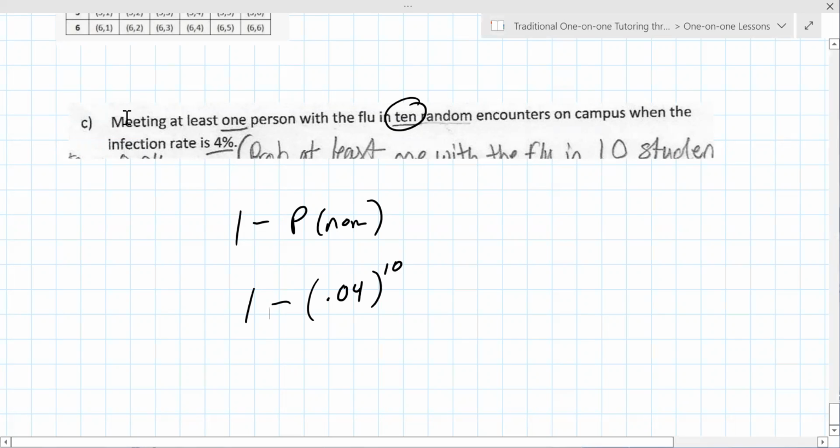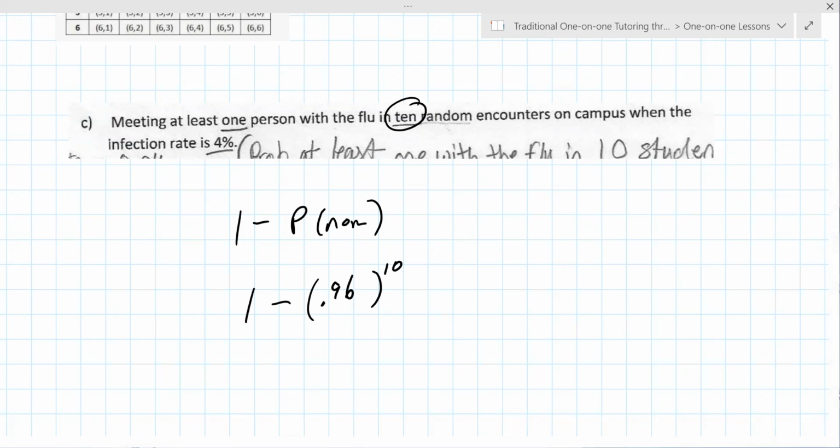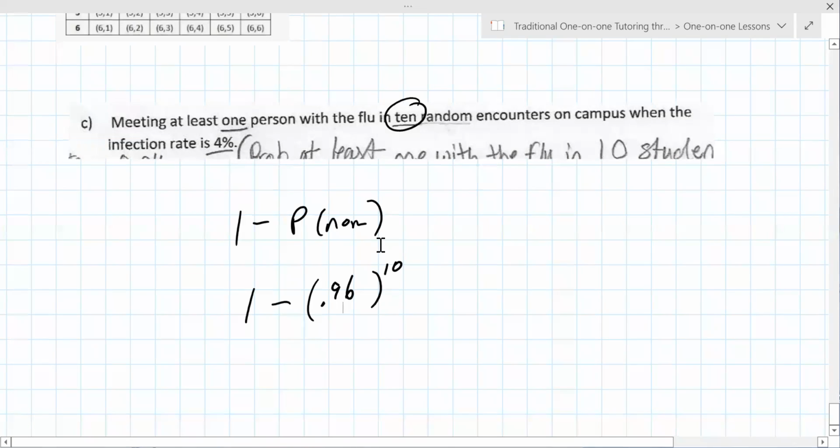Oh, I'm sorry. Probably meaning at least one person with the flu, no flu. So this is not 0.04, it's 0.96, because they do not have the flu. If you'd done 0.04, you would have gotten such a small number, it wouldn't have made any sense at all. And this is the level of work that I think you need. You have a lot of the calculations there. They're looking for the steps. They just don't want you to give a number as your final answer.